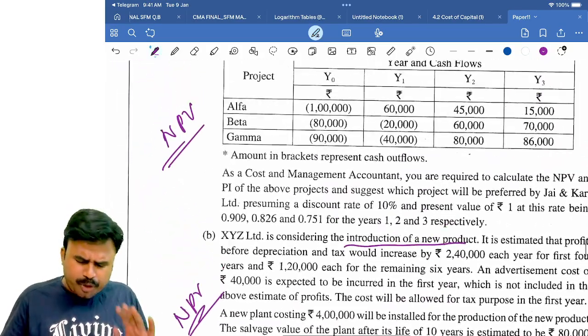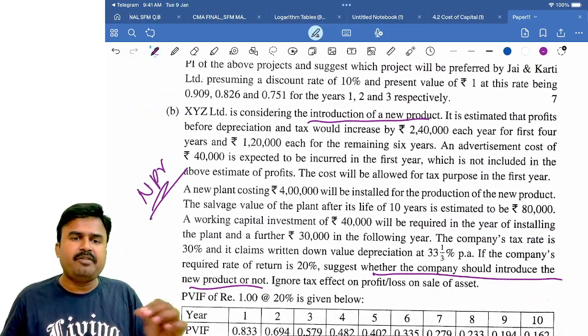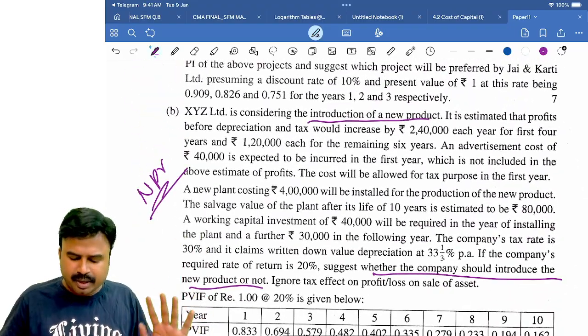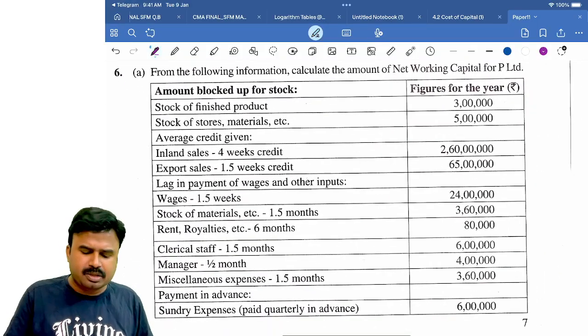This is good news, and in fact, actually. So for 5A and 5B, as I told you, 5A and 5B are always related to capital budgeting. They ask you like that. Now 6A, this is related to working capital estimate computation.